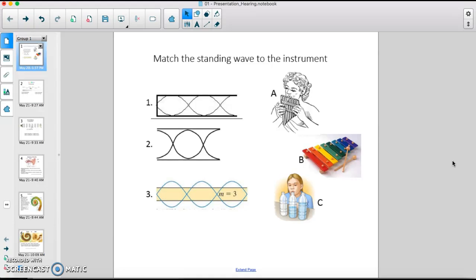At this point, you should have your Unit 8 Waves Day 3 Hearing Notes sheet. If you don't have that out on your table, go ahead and pick one up now. And I'd like you to take a look at the warm-up. The warm-up is going to ask you to match the standing wave, so 1, 2, and 3, with the instrument A, B, and C. So I'll give you a moment to try your best on that.